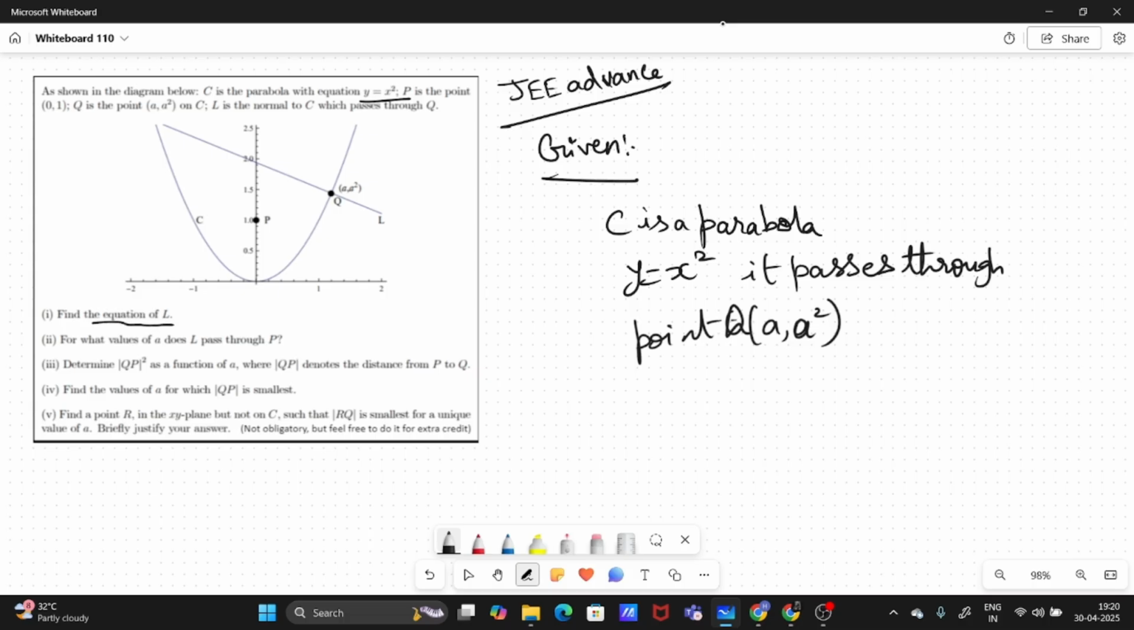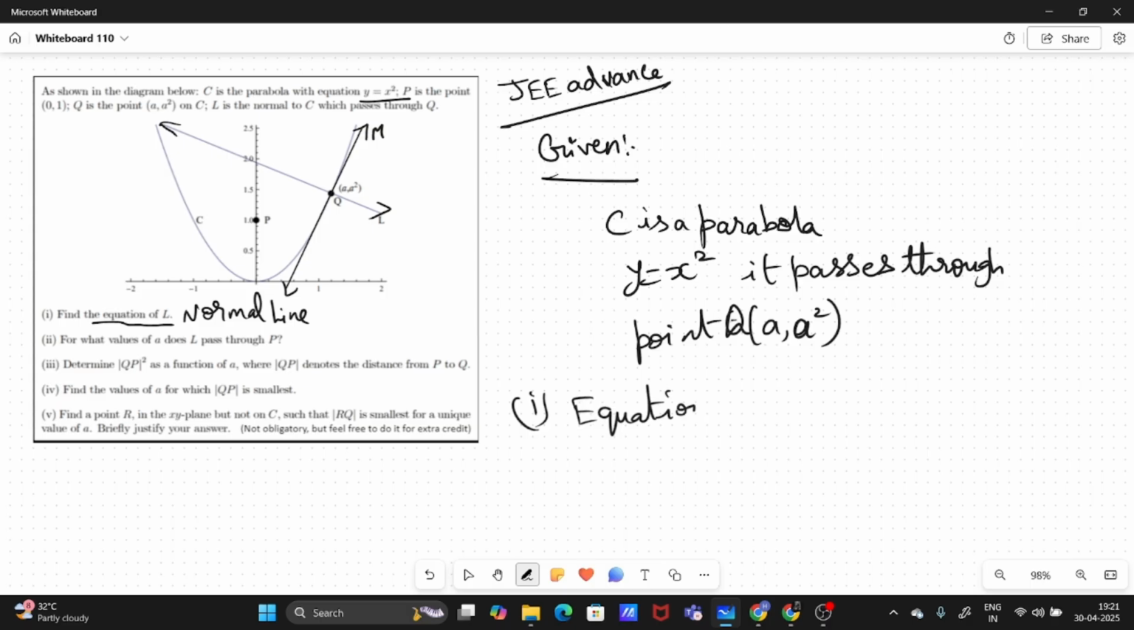You can see here, this is nothing but a normal line. Let me draw this. This is actually the tangent. This tangent I'm going to name as m, and this L is nothing but the normal line. So the question asks us to find the equation of L. So how to find the equation of L, which is normal to the parabola?